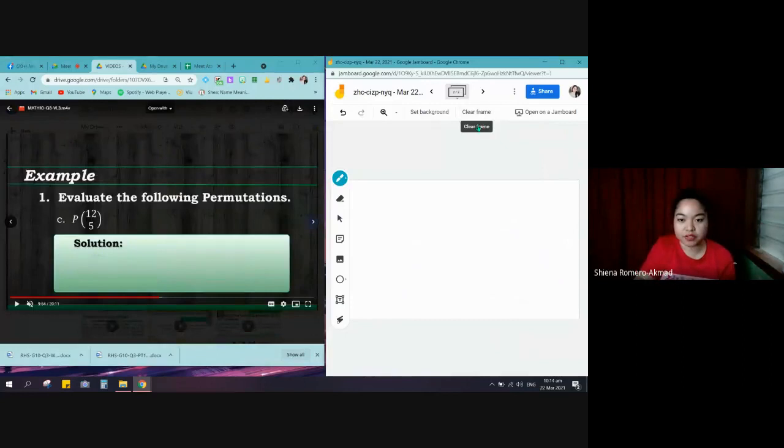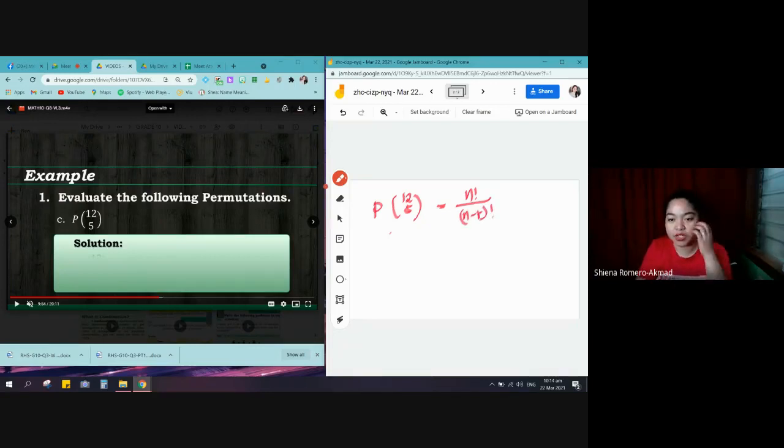So how about permutation of 12 taken 5 at a time? We'll have n factorial divided by n minus r factorial. So substitute lang natin doon. That's 12 factorial, yun yung n natin. Then we have 12 minus 5 factorial. So we have 12 factorial divided by 12 minus 5, which is 7 factorial.